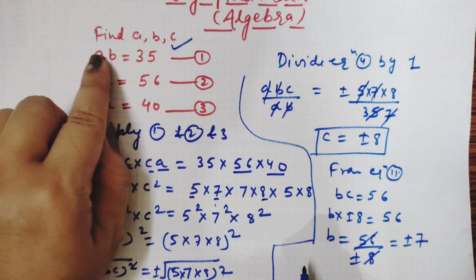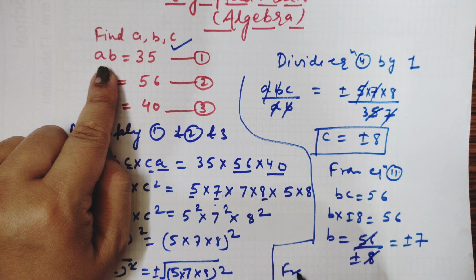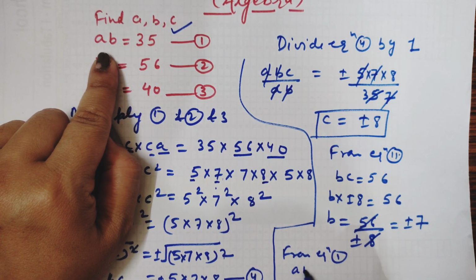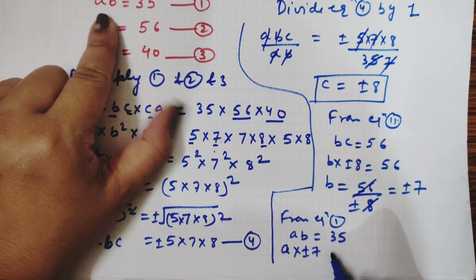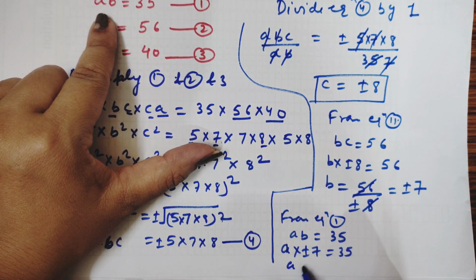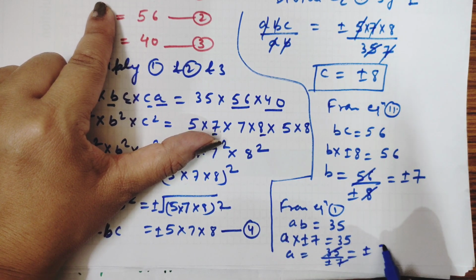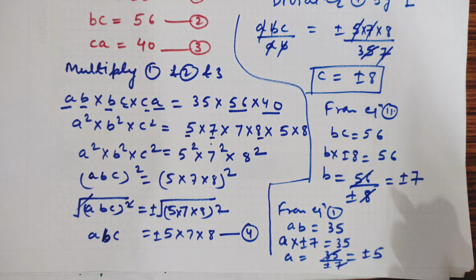Now put the value of B in equation number 1. Equation number 1 says AB equals 35. The B value is plus minus 7, so A equals 35 divided by 7. 7 times 5 is 35, so it will be plus minus 5. So the A value is plus minus 5, B value is plus minus 7, and C value is plus minus 8. So this is our final answer.